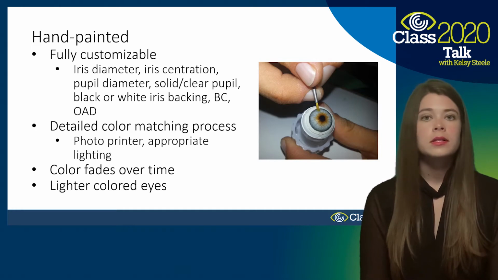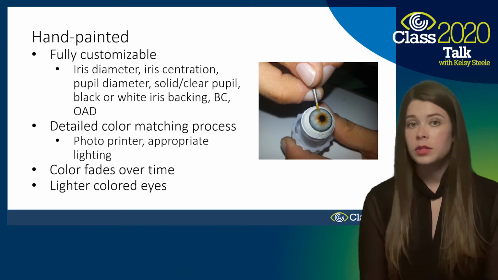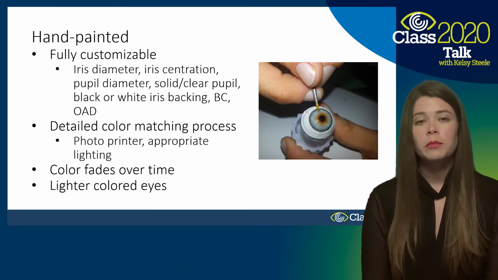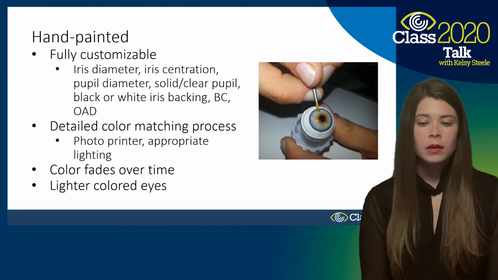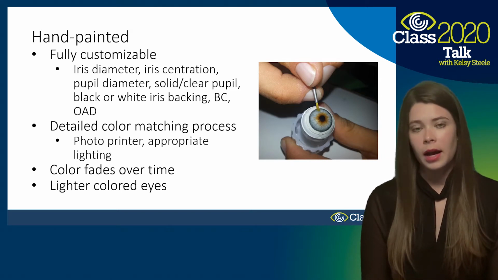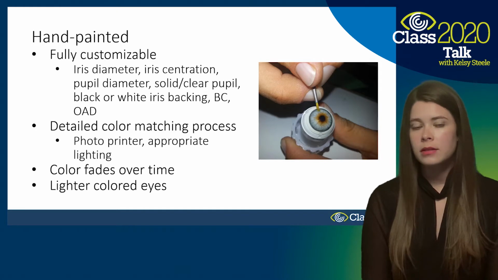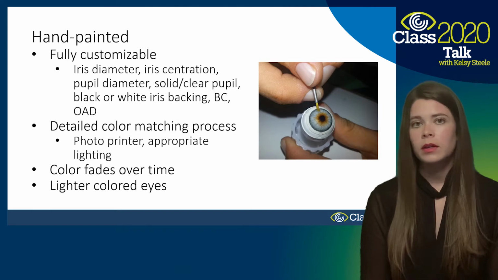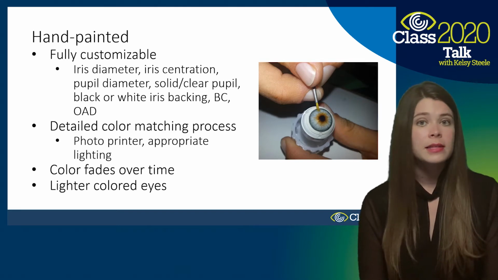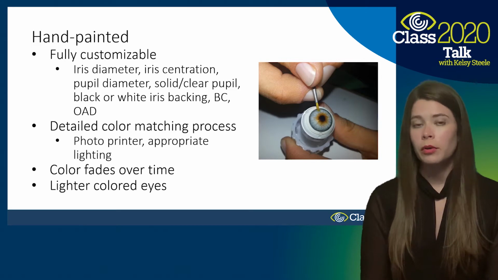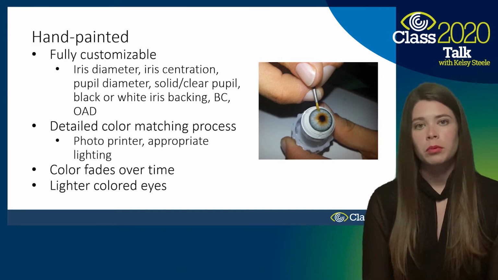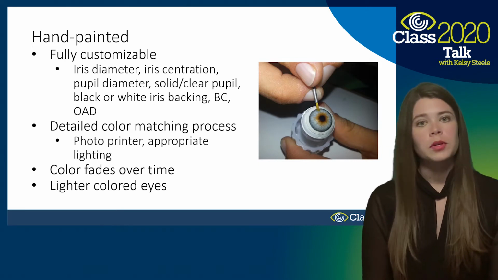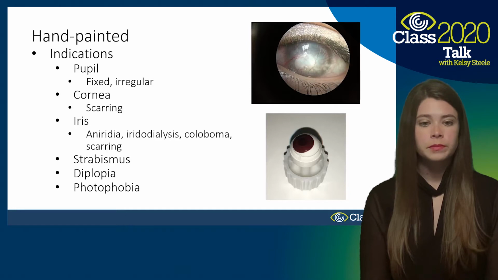With these lenses, the color does fade over time, so you might have to talk to your patient to expect that. Generally, these are going to be annually replaced because that does happen over time. And this is most appropriate for lighter colored eyes or very specifically colored eyes. So if you have someone who's gray, blue, or green, or somebody who has really specific limbal rings or iris flecks that are very unique to them that they want to match perfectly, that would be when this is the most appropriate option. It is the most expensive option typically, and it is the one that takes a lot more time and expertise to get correct.